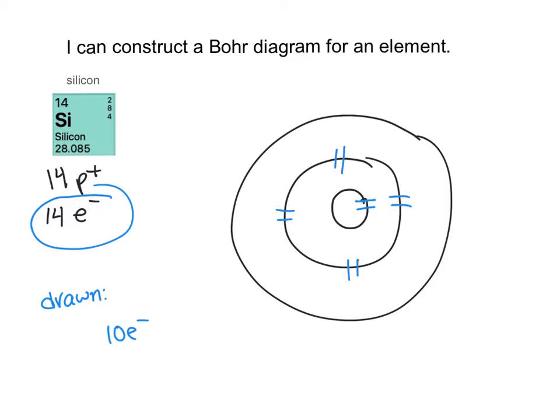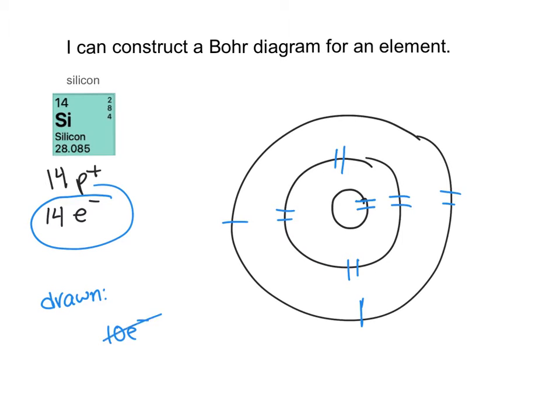So I'm going to go to my third energy level, and I have 4 electrons left. And I know that my third energy level is bigger than my second energy level, so I'm going to be able to fit all 4 on this third ring, or third energy level. So here we go, 1, 2, 3, and 4.